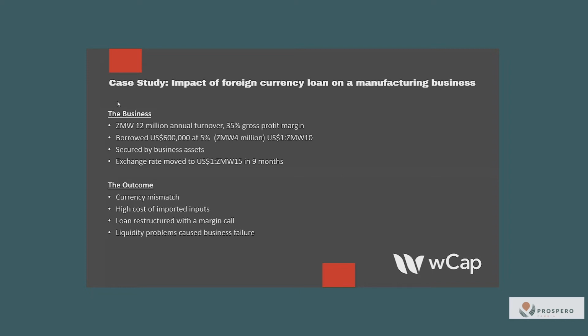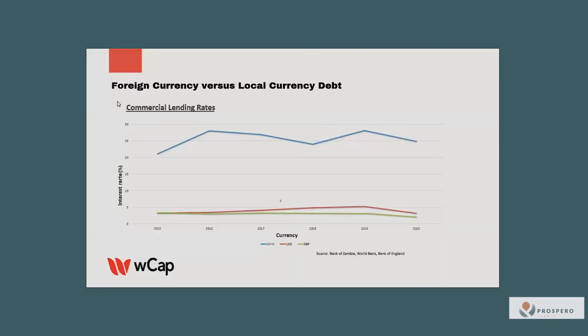Unfortunately for this business, it had liquidity problems and it ended up making things worse for them. The loan was eventually recalled because they didn't have enough cash or collateral to secure the loan further. As a result, the business failed and it has now gone into liquidation. So this is just one impact that I wanted to show you when you have a foreign currency loan on your books, and also to point out the key issues that you should look at when it comes to borrowing in foreign currency.